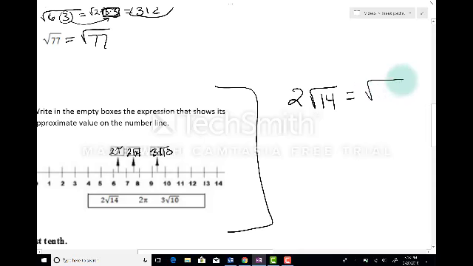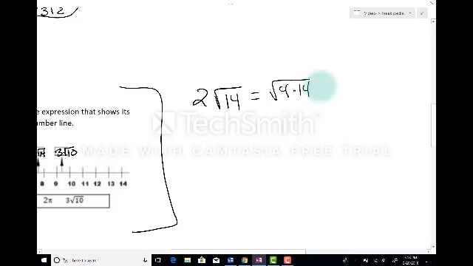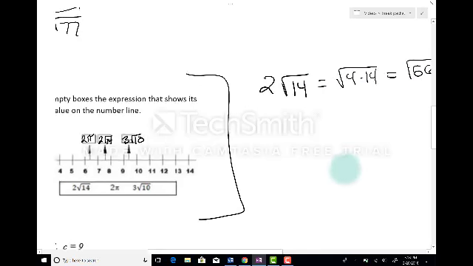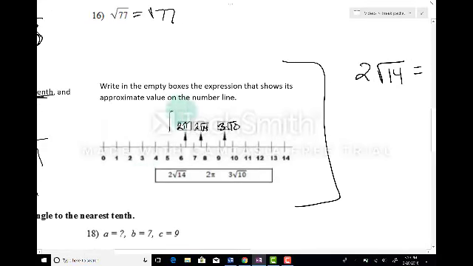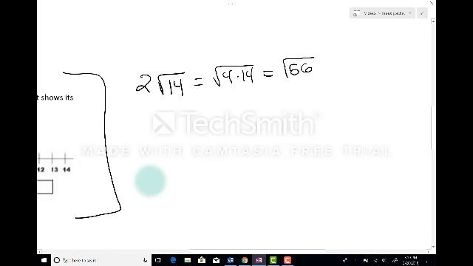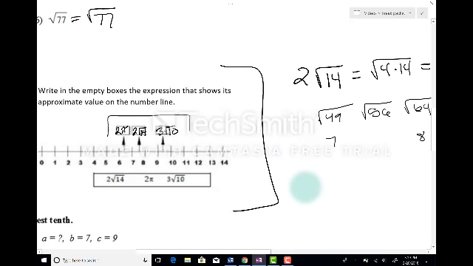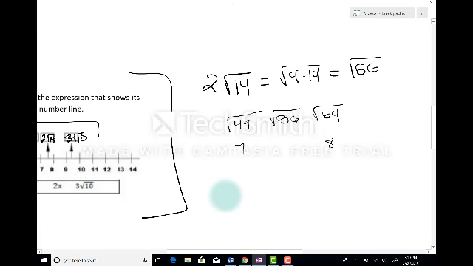So that means that the square root of 4 times 14 is going to be equal to 2 times the square root of 14, which is the square root of 56. Now, that's when I'm going to use the process that I did over here to help me estimate where it's going to be on the number line. I need those two perfect squares. So I have the square root of 49, which is 7. In between is going to be the square root of 56, and then the square root of 64. Now, 56 is closer to 64, so you're going to have a 7 point something.